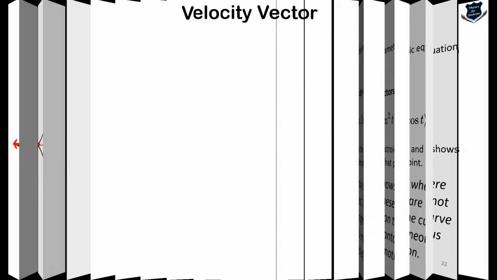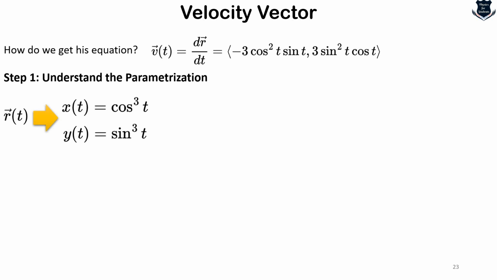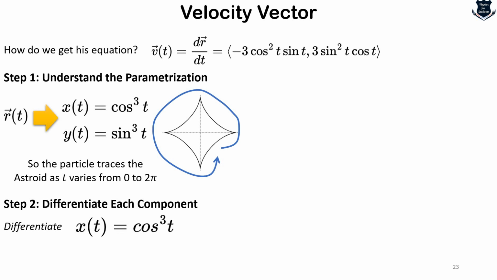Okay. So now we come to the next point. How do we get to this equation? I will do some very simple steps. So first of all, in order to get to this equation, we understand what is a parameterization, right? So r of t is given by x(t) = cos cube t and y(t) = sin cube t. What do I mean by that? This is actually the particle tracing from 0 to 2 pi. 0 to 2 pi means the entire, the 360 degrees, right?